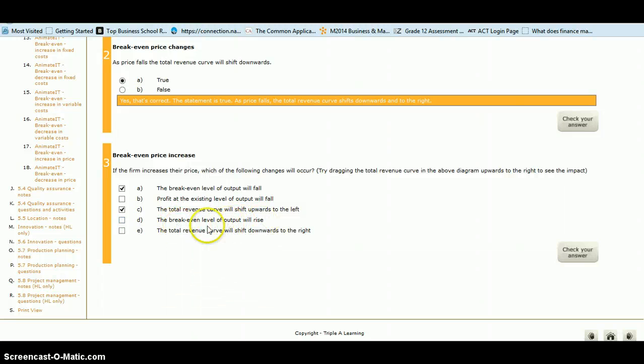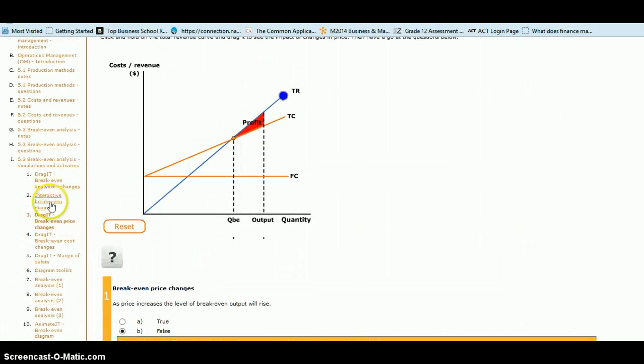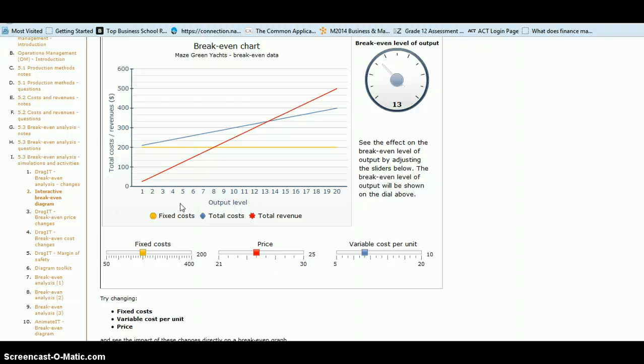The break-even level of output will rise. That's not true, and the total revenue curve will shift downwards to the right. That's not right either. So let me just check my answers really quick. Yeah, I got it all right. So far I do have a really good understanding of what has been going on, the break-evens, the elements needed, and how they're formed, how the total cost is formed by adding the sum of fixed with the variable cost. In order to get the variable cost, you need to just multiply the variable cost with the output and then add it with the fixed cost.